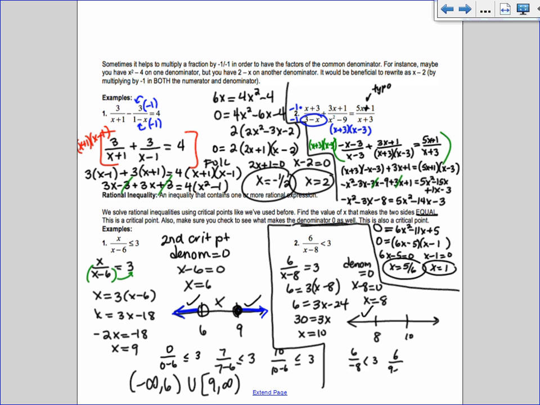6 over 9 minus 8. 6 over 1. Is that less than 3? Nope. What if I try 11? 6 over 11 minus 8 is 3. That's 2, right? 6 over 3? Is 2 less than 3? Yep. Shade, shade. What about the endpoints on this one?